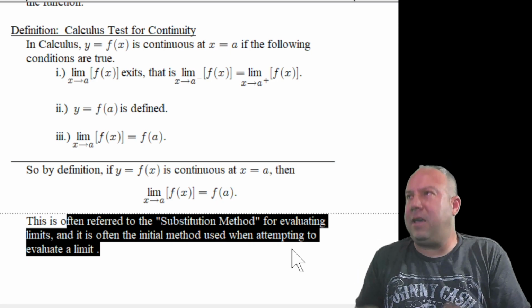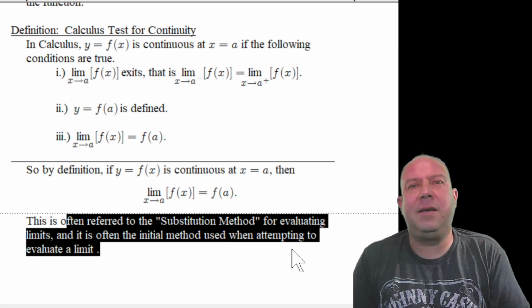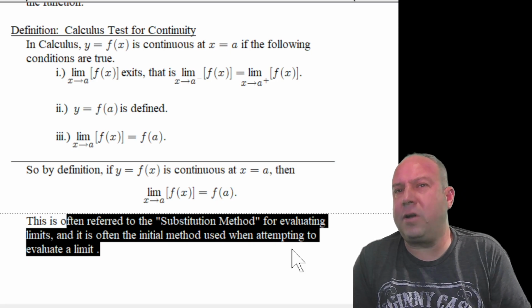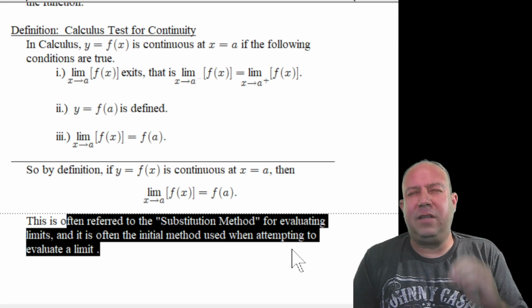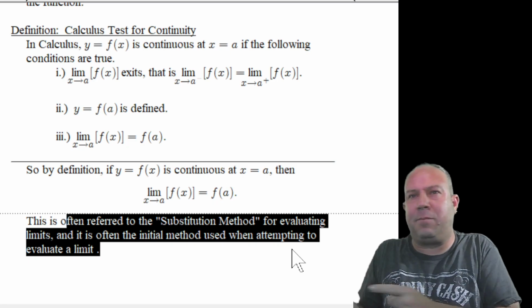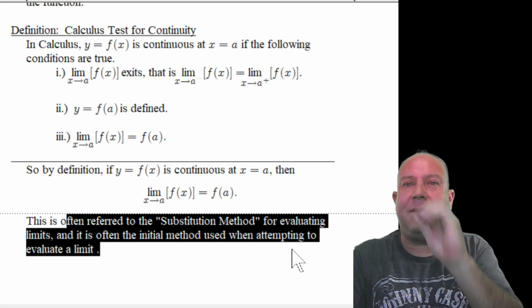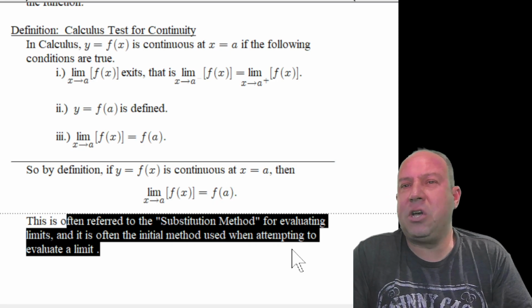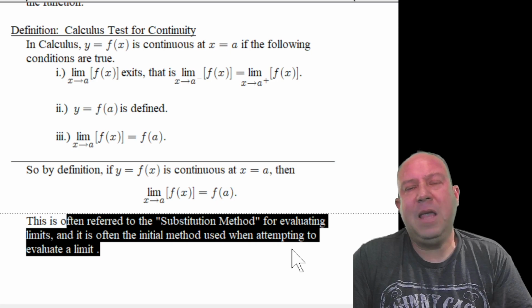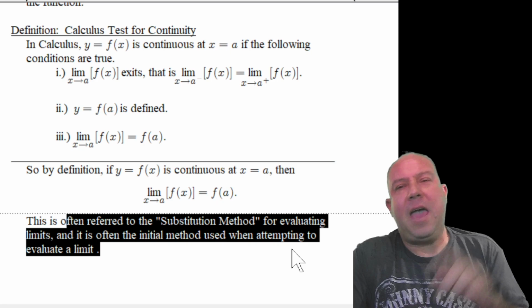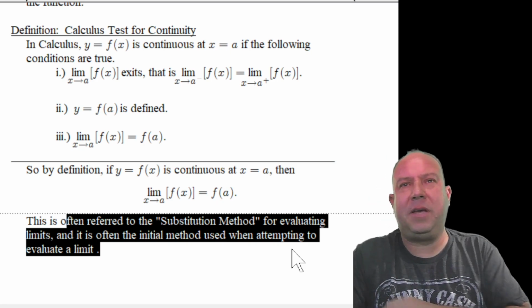If I gave you some technique for evaluating a limit, the very first thing you should always try when first starting to look at the value of a limit at a real value, where a exists along a number line, is just to take a and plug it into your function f and see what result you get. Because if f is continuous at a, f of a will be the value of your limit.